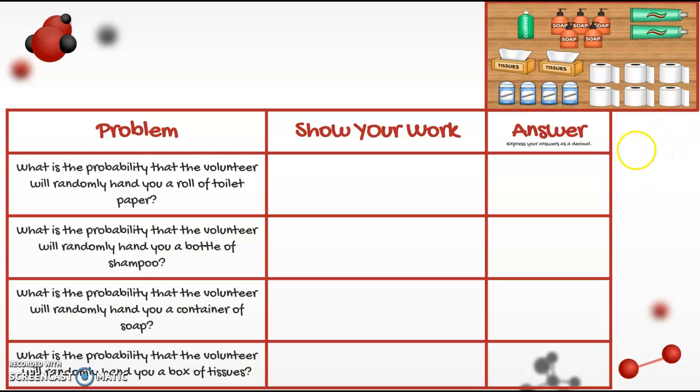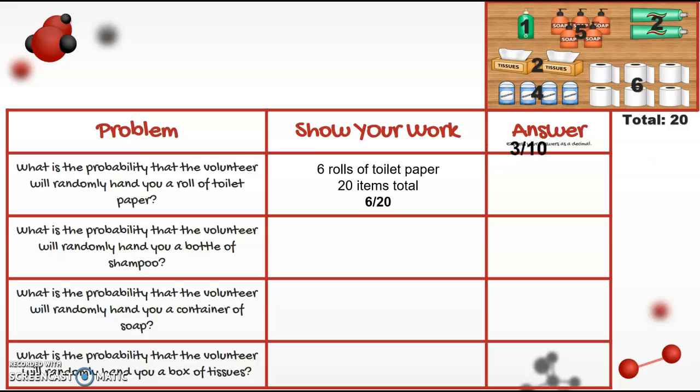Well, first of all, we need to go ahead and see how many items we have. 1 shampoo, we have 5 hand soaps, 2 toothpaste, 2 tissue boxes, we have 4 deodorants, and 6 rolls of toilet paper. So total, I have 20 items that person could randomly grab one and hand it to me. So all of my fractions are going to be over 20. So what's the probability the volunteer is going to randomly hand me a roll of toilet paper? Well, that's 6 rolls of toilet paper, 20 items total, 6 out of 20.